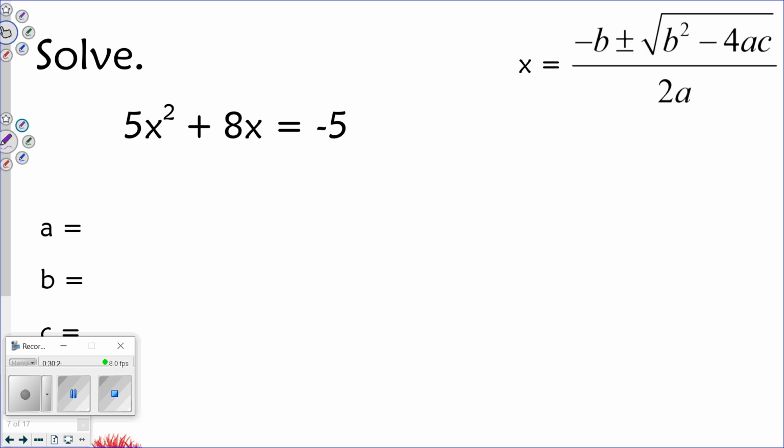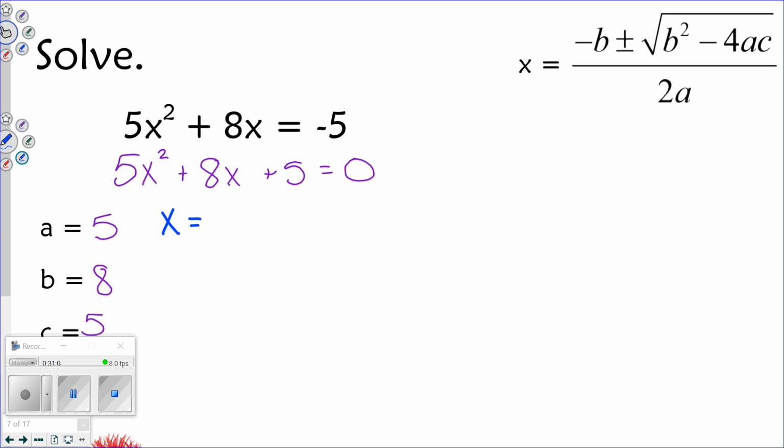We noticed a couple things going through from a lot of different people. First thing, when you add the 5 over here, is there a like term for it to add on to? No. It's just 5x squared plus 8x plus 5 equals 0. Okay, so there's step 1. Now I know my A, B, and C. The question came up again, do I have to divide by A like I did in completing the square? No. That's why I have an A value listed here. My A value is 5. B is 8. C is 5. So plug them in the formula.